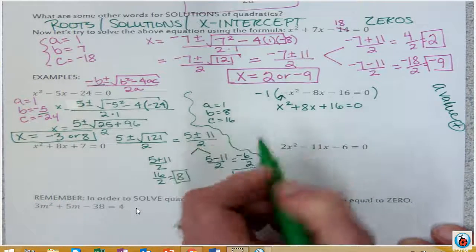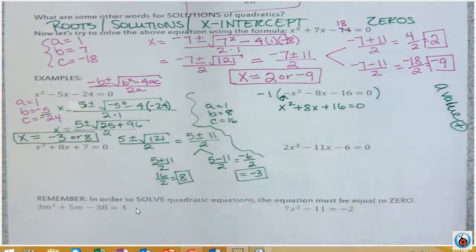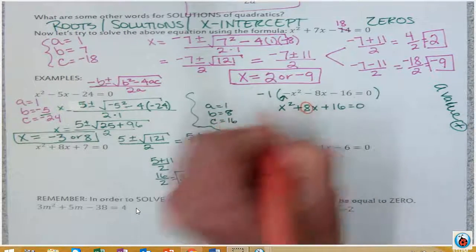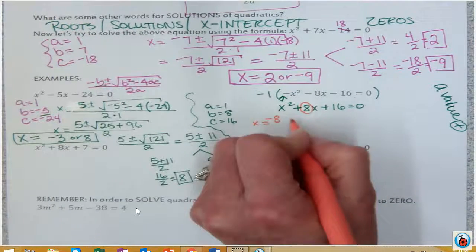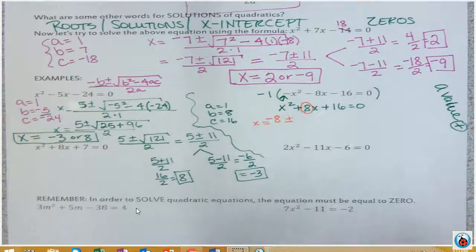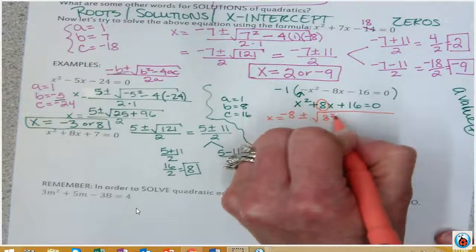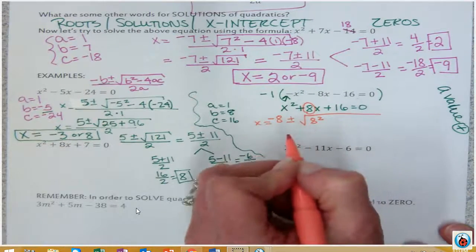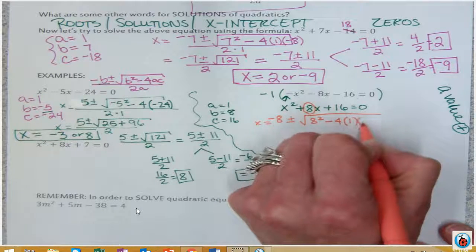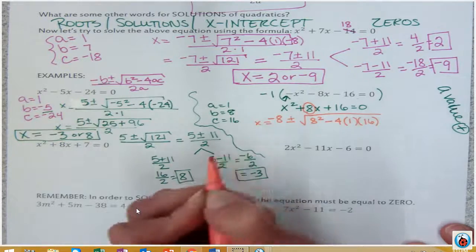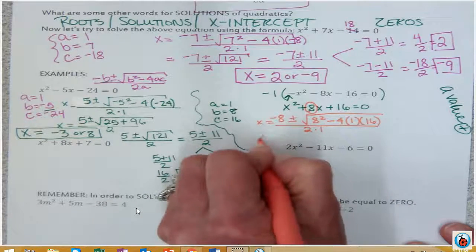So, when I plug that in, my b, negative 8, x is going to equal negative 8 plus or minus the square root of 8 squared minus 4 times 1 times 16, all over 2 times 1.